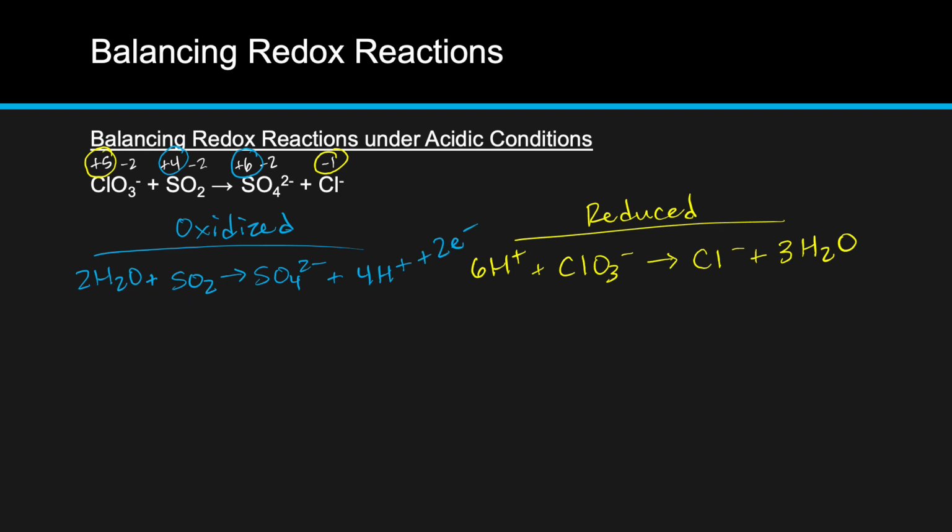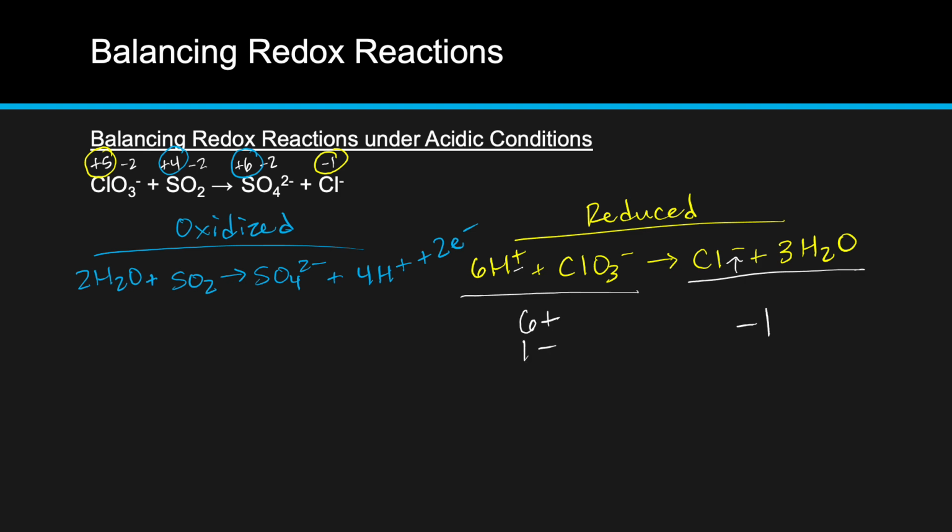And now let's do the same thing for our reduction side. So we have on the product side an overall charge from the chlorine of -1. So that means on the reactant side, we also need to get that to a charge of -1. Right now we have a total of 6 positive and we have 1 negative.